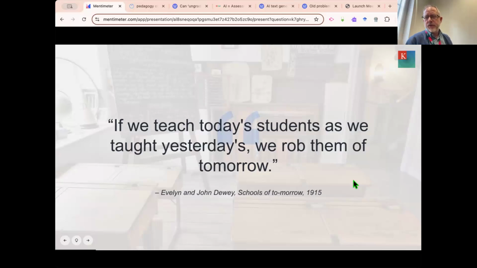So let's go. From John Dewey, over 100 years ago, who said, "If we teach today's students as we taught yesterday's, we rob them of tomorrow." And in many ways, I think what we're trying to operationalize in the 21st century is not a 20th century pedagogy and assessment system, but a 19th century one. And already it was being critiqued in the early part of the 20th century.